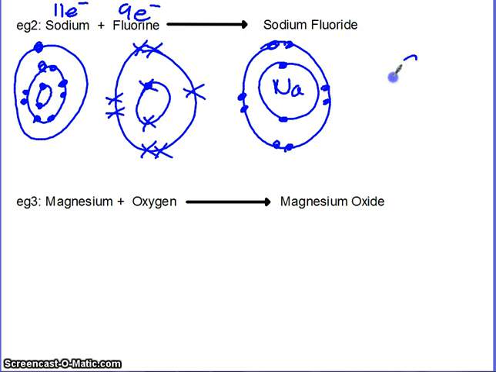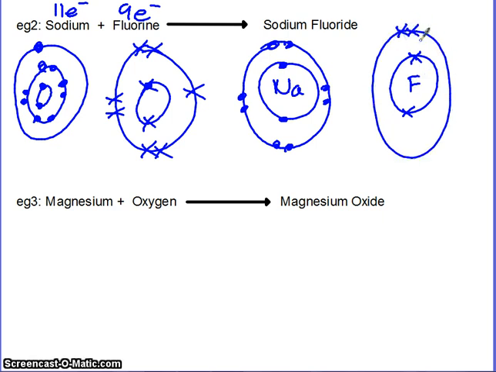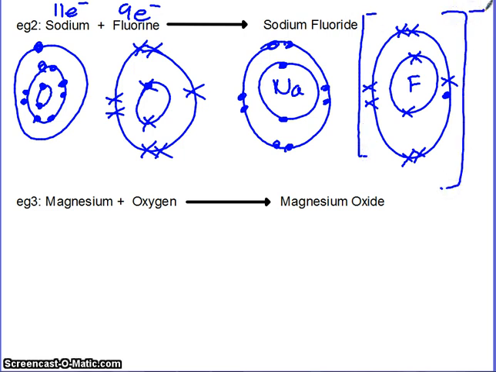And over here we'll have my fluorine. Cross, cross, that's the inner shell. And here's the outer shell. So the fluorine has gained the electron from the sodium. Here it is. The fluorine now has a charge because it's gained that electron, so it's minus, and the sodium becomes positive because it's lost that electron.